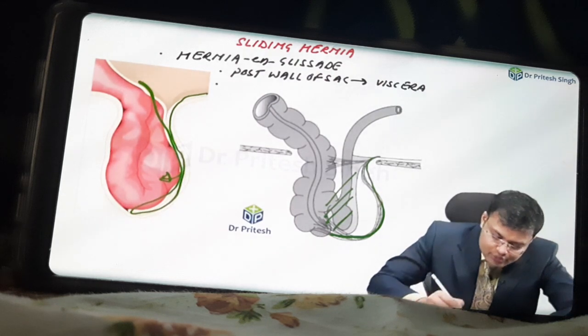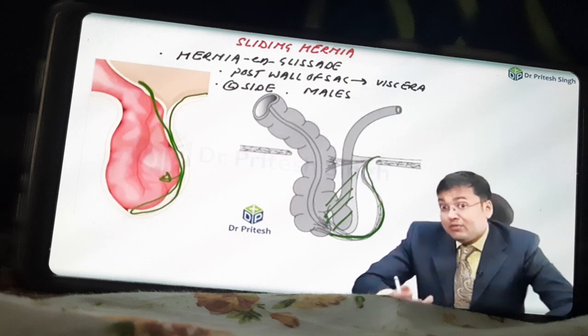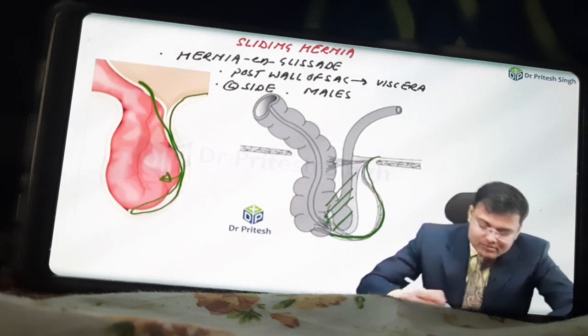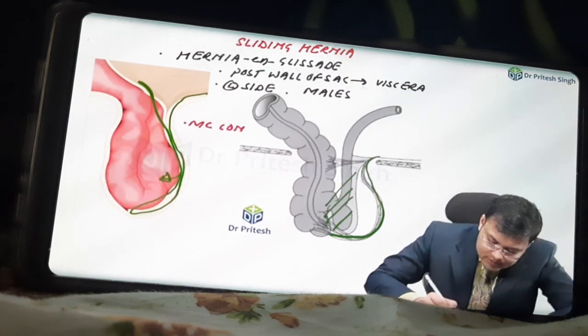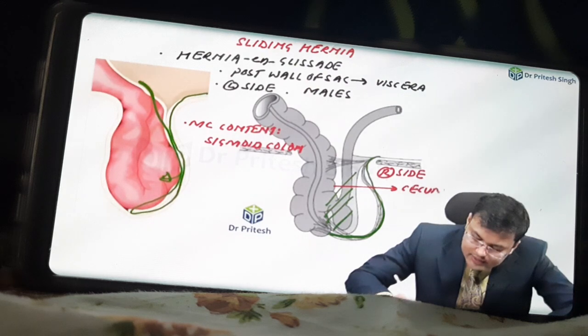It is more common on the left side. It is more common in males. So, what is the most common content? Obviously, on the left side, the most common content is sigmoid. But if you're talking about the right side, it is the cecum. So overall, the most common content is sigmoid colon, and on the right side, it is the cecum.